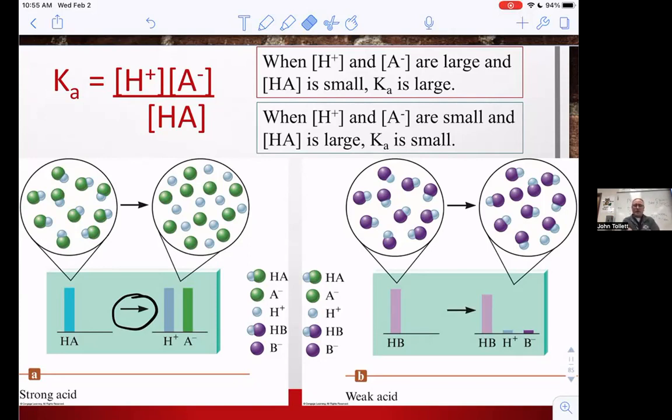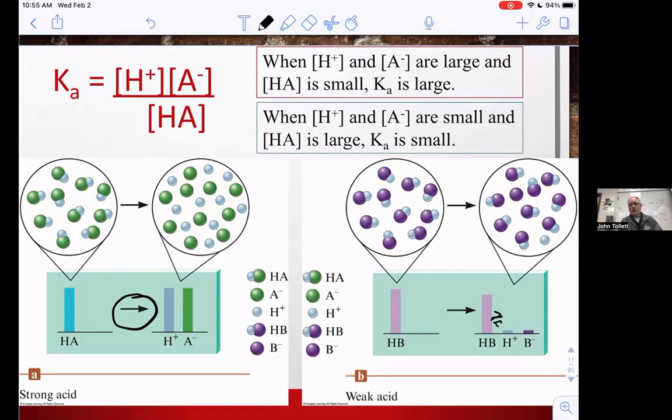But that's okay. So here what they're showing is that the HB breaks up, but it doesn't break up entirely. You still have quite a bit of it left. So if I'm being super perfect here, this would actually be a double-sided arrow between your reactant, the HB, that weak acid, and then producing just a little bit of the hydrogen and the conjugate base B minus.